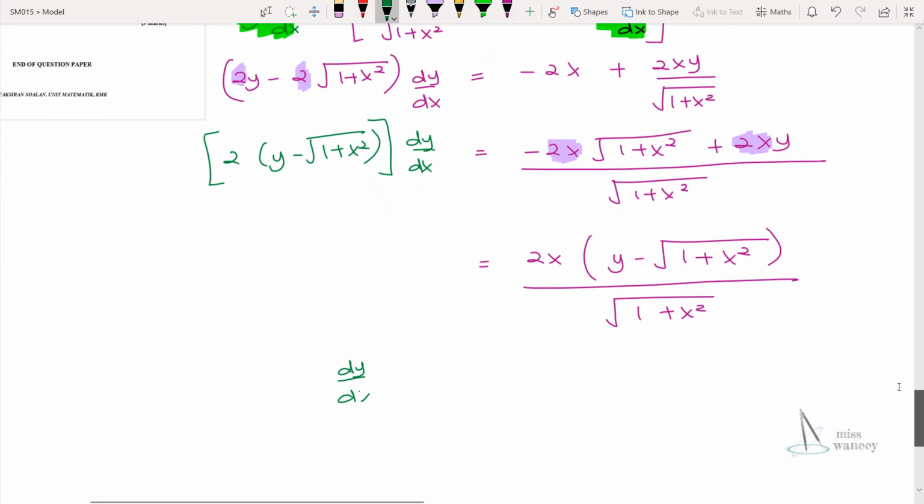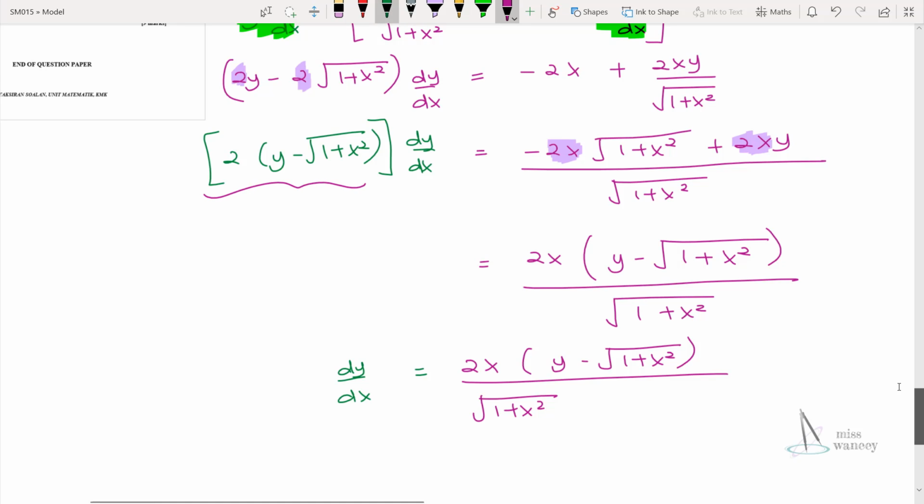So dy over dx is equal to, so we got 2x and then y minus the square root of 1 plus x square over square root of 1 plus x square, and then over here we got 2. Okay, so I have 2 and then y minus square root of 1 plus x square. So this one and this one, they are similar, cancel out. This one similar, they can be cancelled out. So we have x over the square root of 1 plus x square, and this is actually dy over dx.